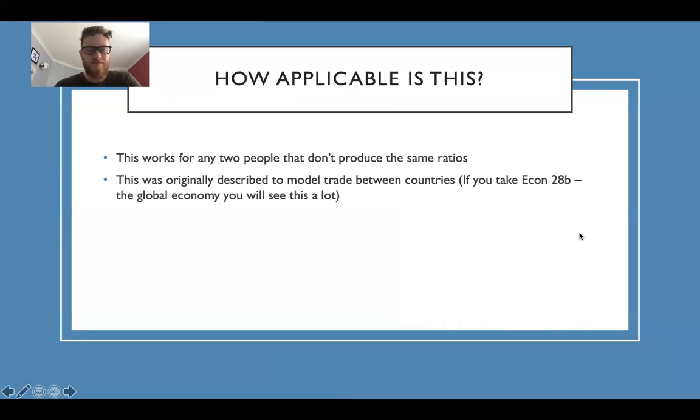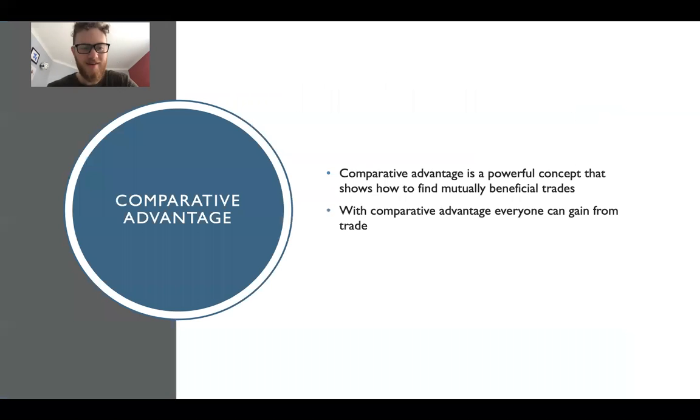How applicable is this? This works for any 2 people that don't produce at the same ratios. That's not something you're going to see a lot happening in the real world, so pretty applicable right there. This was originally used to model trade between countries. If you want to take Econ 28B, the global economy, you'll see a lot of this. It's a really interesting class. I'd recommend you take it, and the comparative advantage stuff gets pretty straightforward by then. So I'd really recommend taking it, especially if you are at all interested in this or the global economy.